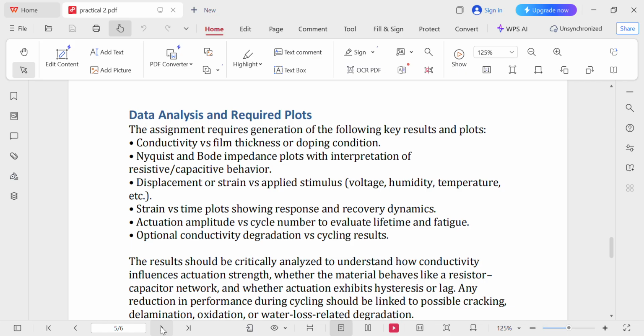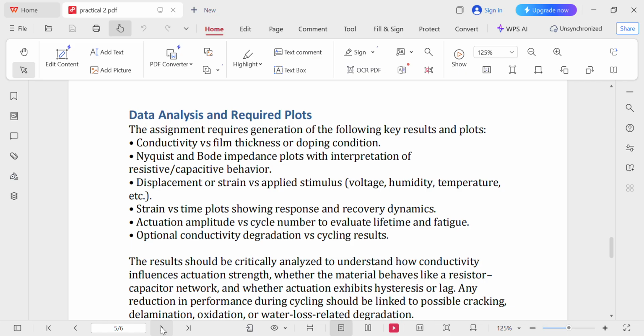Next is displacement and strain versus the applied stimulus: voltage, humidity, temperature, etc. Means a graph should show how much the polymer bends or stretches when different external conditions like voltage or humidity are applied. Next, the strain versus time plot showing the response and recovery dynamics. Means a graph should be made to show how fast the polymer moves and how quickly it returns to its original shape over time.